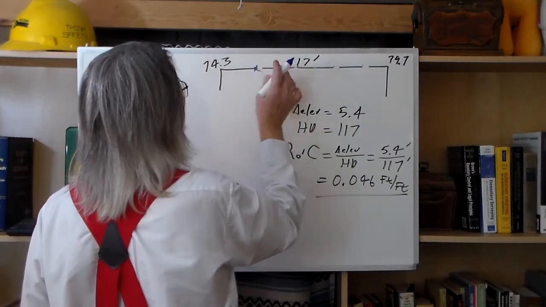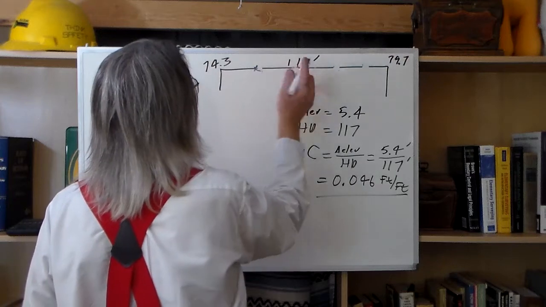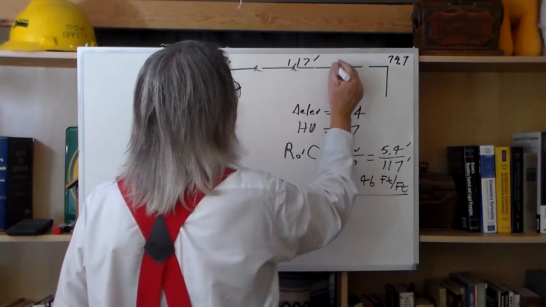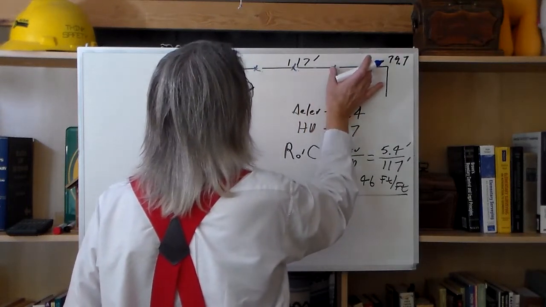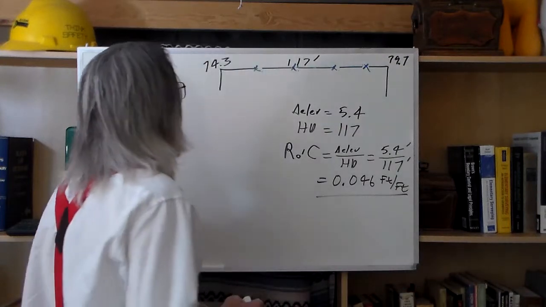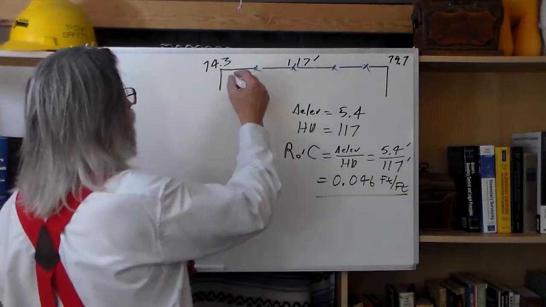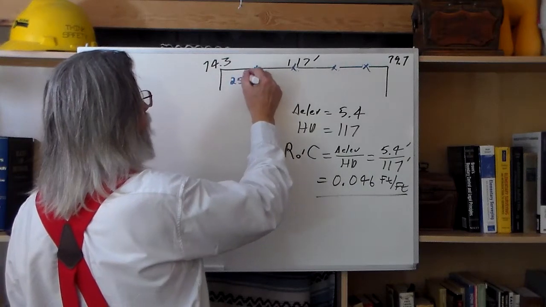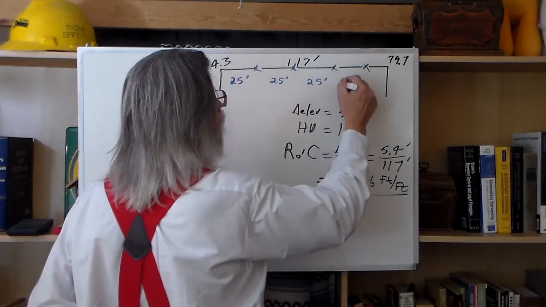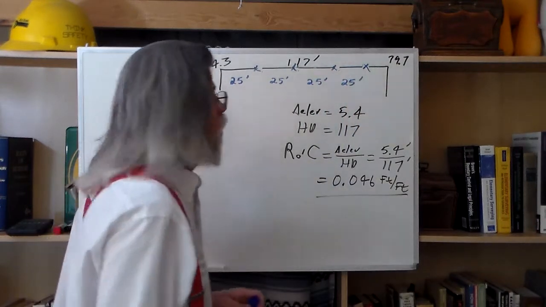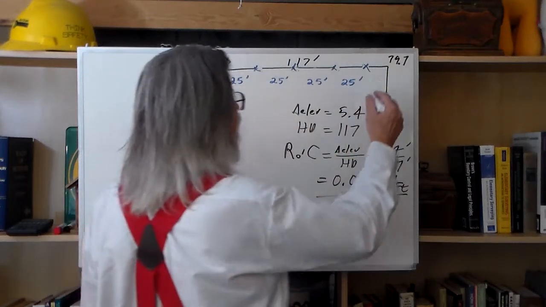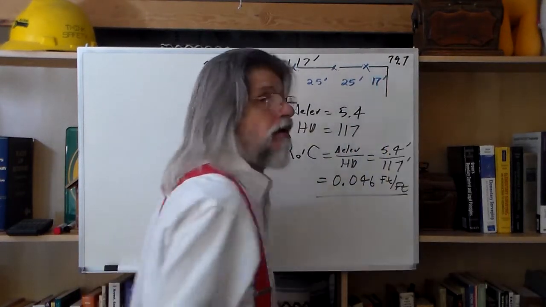1, 2, 3, 4. I'll use my digital dividers there. Anyway, each one of these segments is going to be 25 feet between each point. Now, that's going to obviously add up to 100, and it's going to leave us a 17-foot gap at the end.